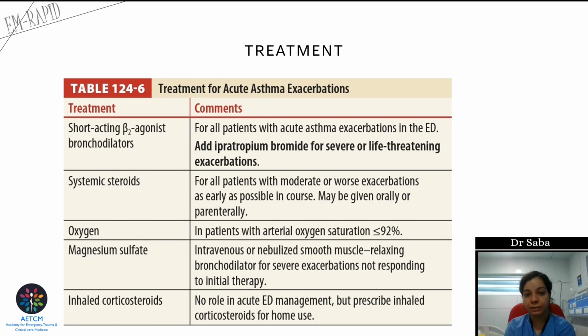Oxygen has to be maintained above 95%. Saturation has to be maintained above 95%. So if it falls less than 92%, we supplement the patient with oxygen. Magnesium sulfate is to relieve bronchospasm, and nebulized magnesium sulfate is not recommended. It is only intravenous magnesium sulfate which is recommended commonly, and then there are inhaled corticosteroids, but they have no acute ED management role because they take a long while for the action to kick in.